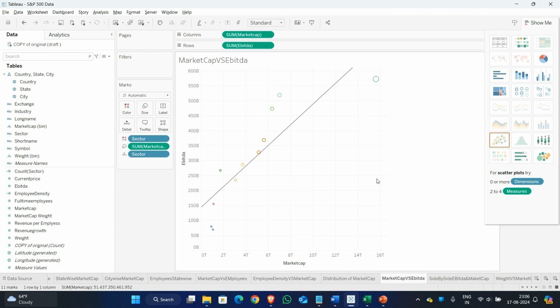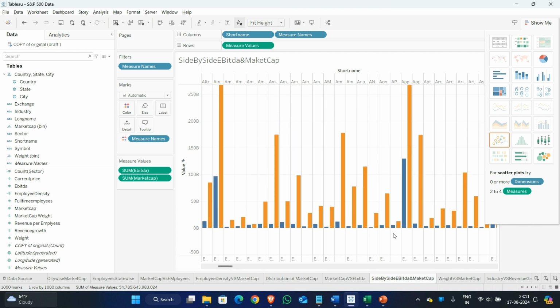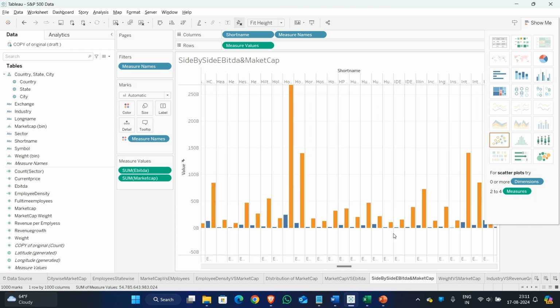And the correlation between EBITDA and market cap is a positive correlation. We can clearly see that from the visualizations of this scatter plot. And for the same market cap and EBITDA, I have drawn a side by side chart. From this visualization, we can clearly see the comparison between the market cap and EBITDA and how it is correlated.